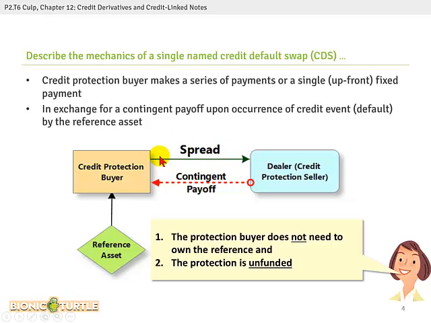Now notice this solid line here. These payments, we call them payments in the model, are certain. The credit protection buyer is going to make them, unless of course they default. But the counterparty risk here is much less than on the other side. So these payments are certain and known. The credit protection buyer is making them in exchange for what? In exchange for contingent payoff.